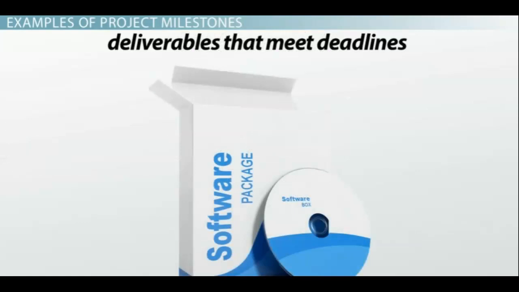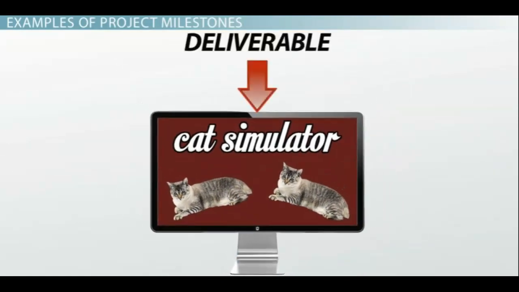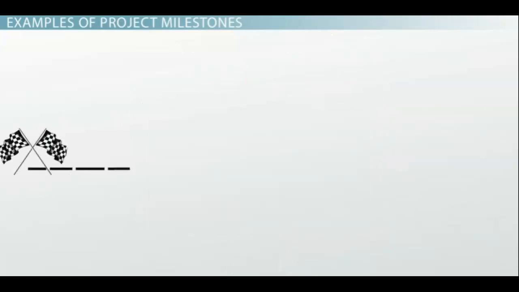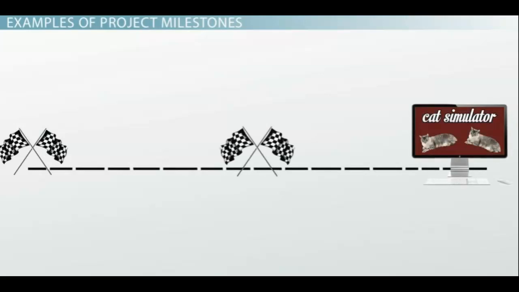Deliverables that meet deadlines can also be milestones. If you are designing new computer software, the actual software is the deliverable. Therefore, you can measure the progress of the project when the deliverable or software is completed.